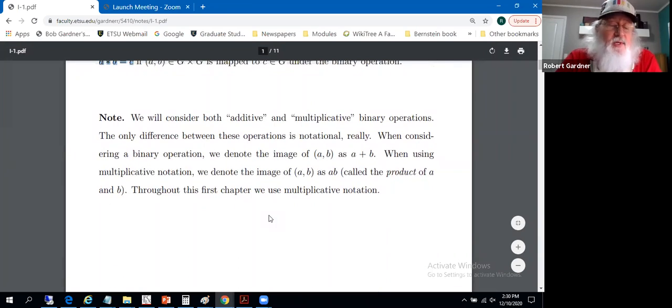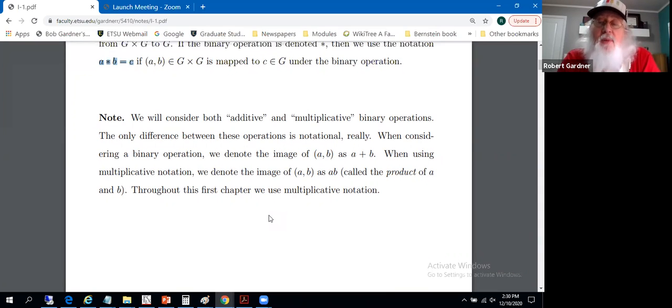Notationally, we'll consider quote unquote additive and multiplicative binary operations. Unless we have a specific example, it really doesn't matter which of these notations we use. There's really no difference in these binary operations other than the fact that we'll represent some of them with addition signs and some of them with multiplication notation. It's just when we look at specific examples, we'll take preference of one over the other.